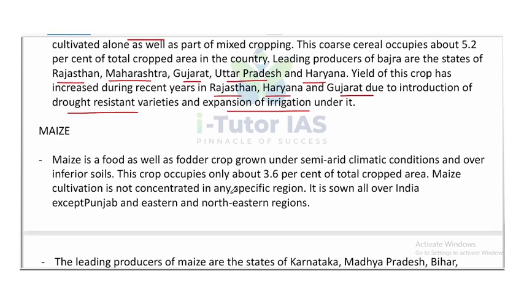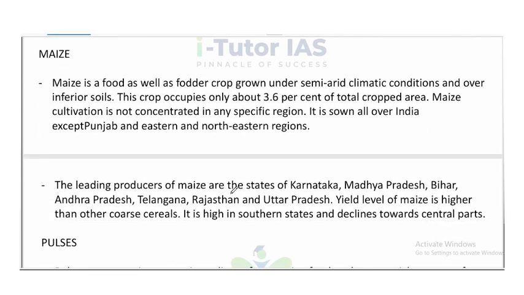Next one is maize. Maize is a food as well as fodder crop grown under semi-arid climatic conditions over inferior soil. Okay, so it's a food as well as fodder crop.